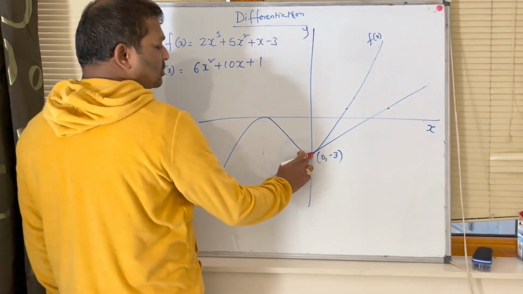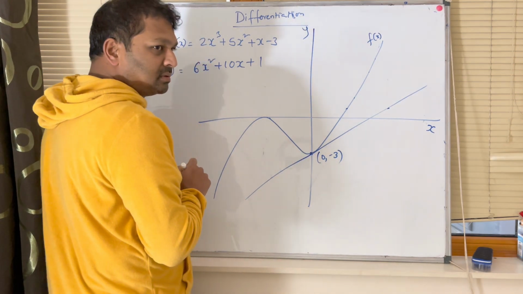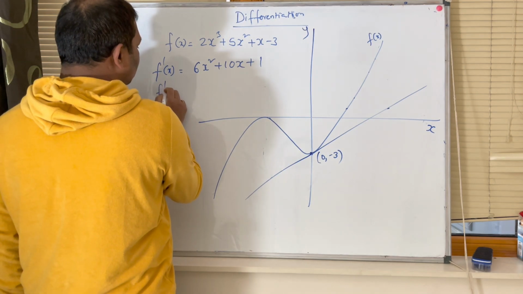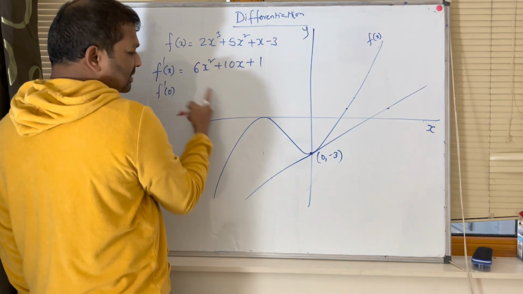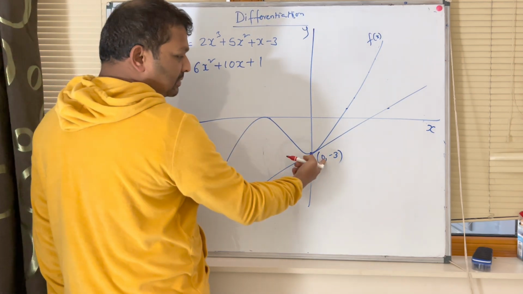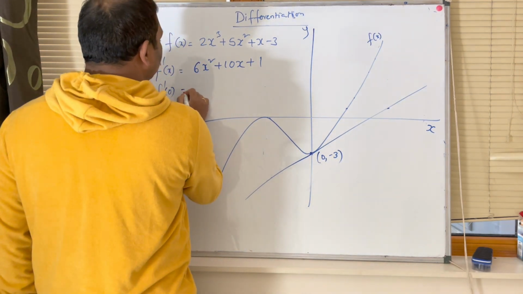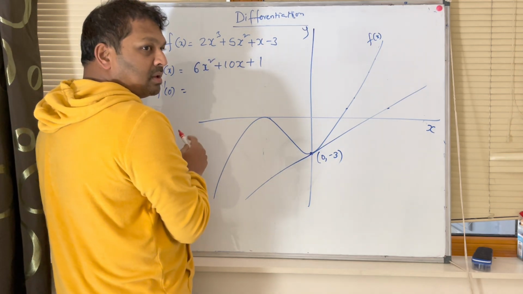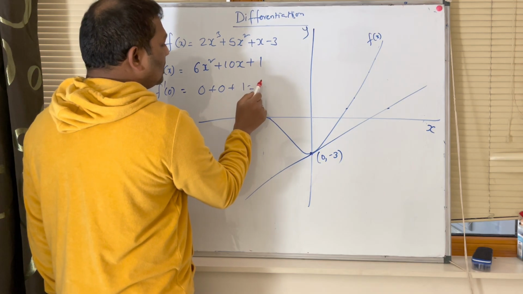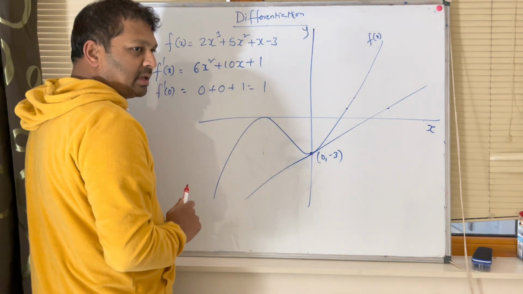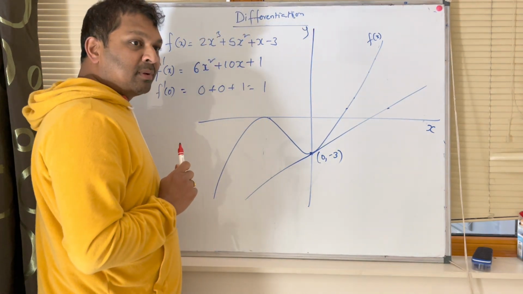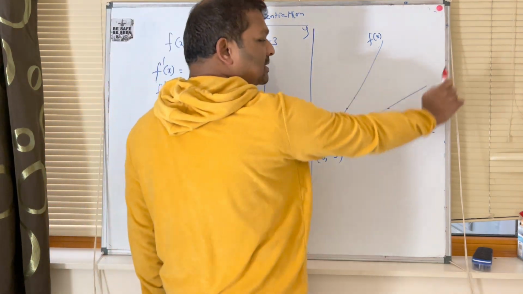So let's find out the slope of this curved line at this point. So f dash 0. Why do I put 0? Because you're finding it when x is 0. When you put 0, 0 plus 0 plus 1 is equal to 1. So 1 is the slope of this curved line at this point, and 1 is also the slope of that straight line.